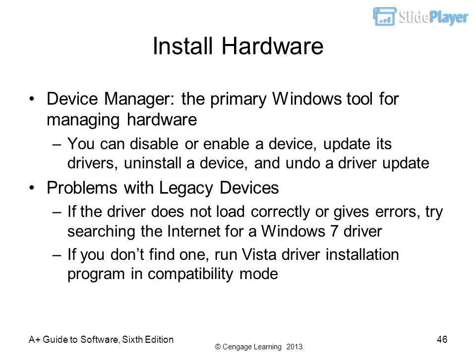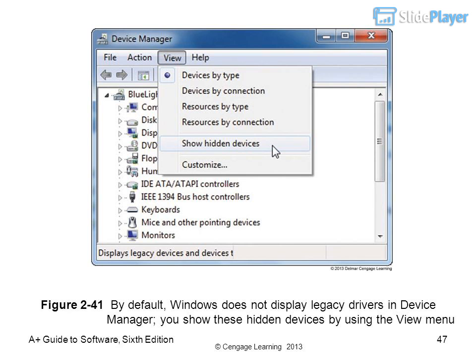Problems with legacy devices. If the driver does not load correctly or gives errors, try searching the internet for a Windows 7 driver. If you don't find one, run the Vista driver installation program in compatibility mode. By default, Windows does not display legacy drivers in Device Manager. You show these hidden devices by using the View menu.